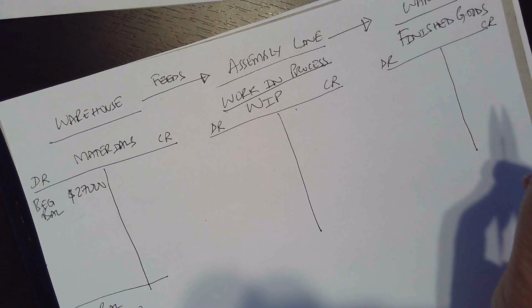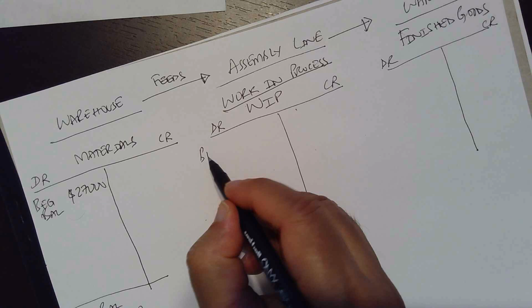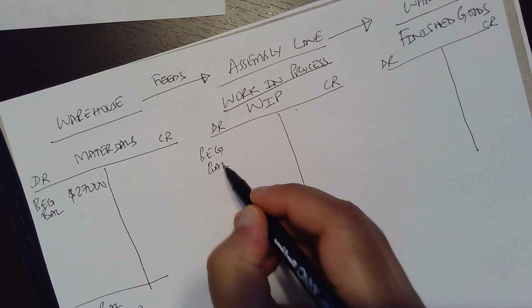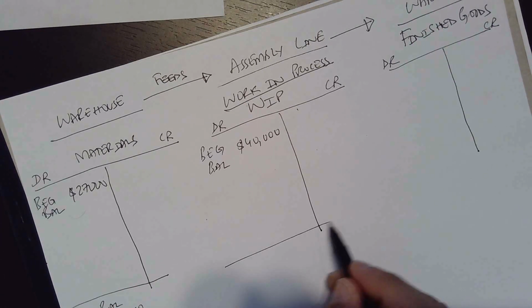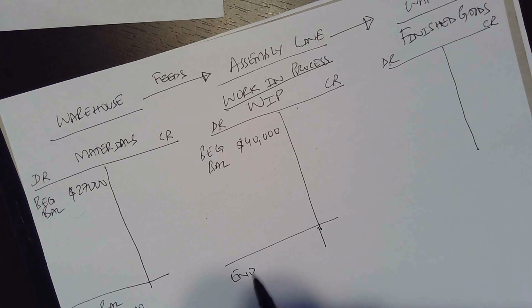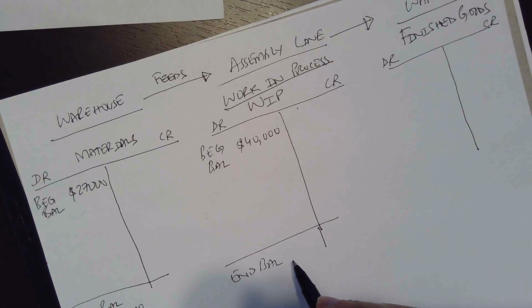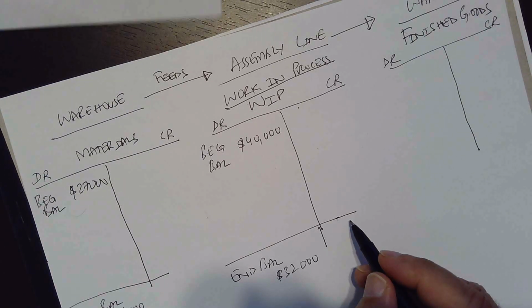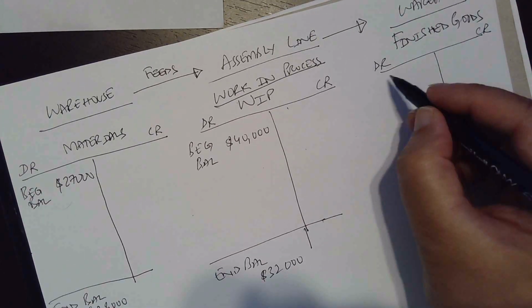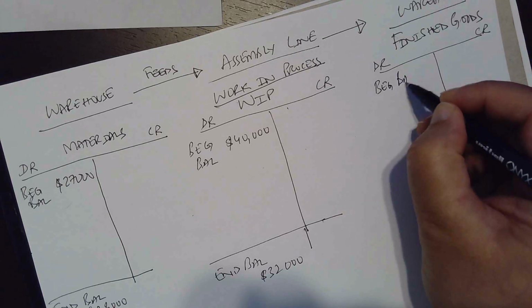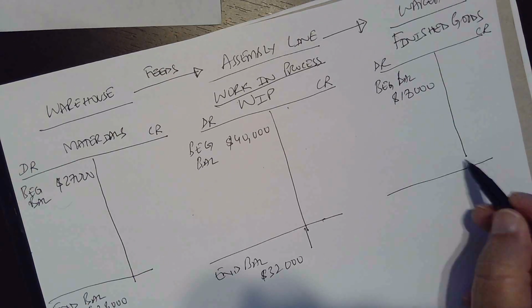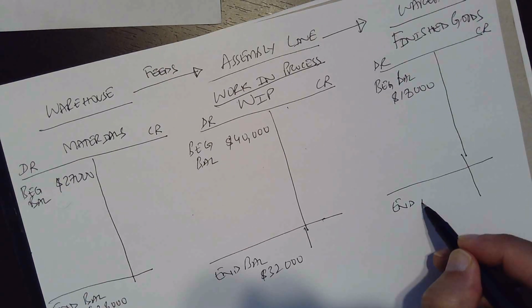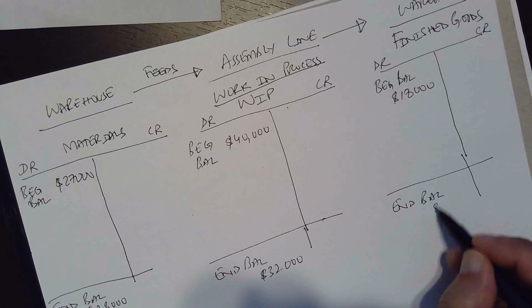So in the work in process inventory, we also have a beginning balance, which is 40,000. And there is an ending balance, which is 32,000. Okay. And we also have a finished good inventory that has a beginning balance of 18,000, and we have an ending balance of $25,000.